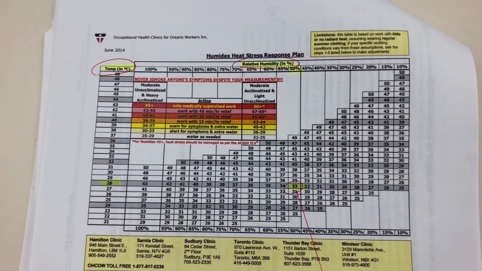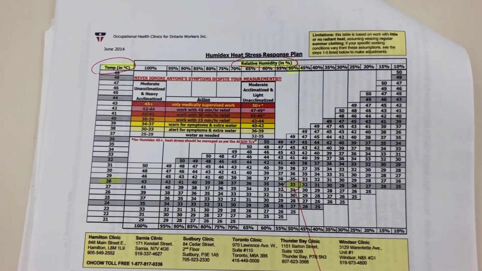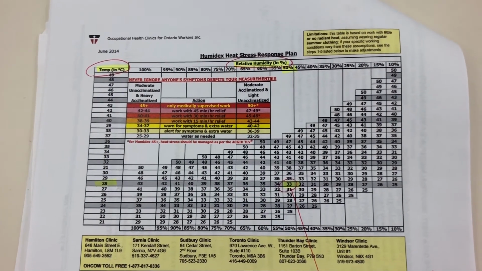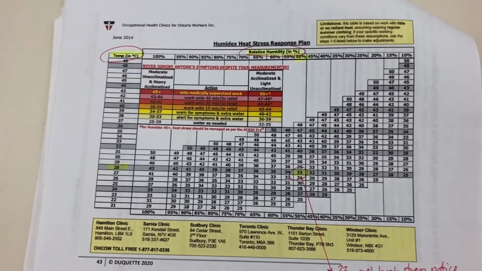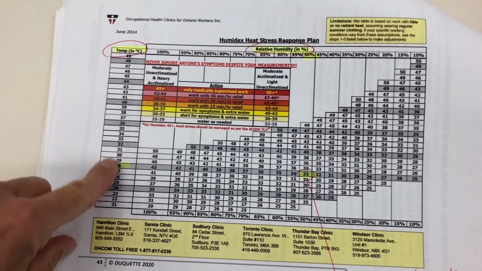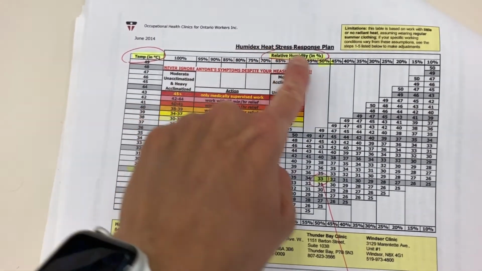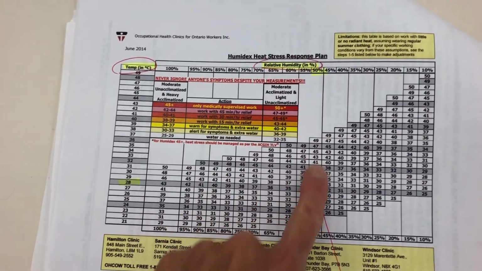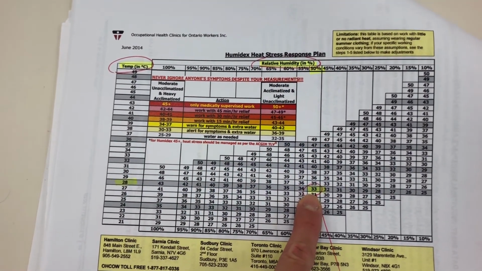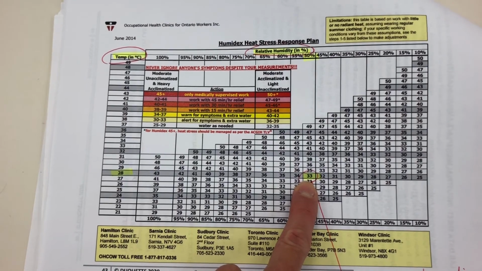Lastly, I just briefly want to describe the OCal Humidex heat response plan. So it's very simple. You just locate the temperature. So for example, if we have a temperature of 28 degrees Celsius, and if we have a relative humidity of 50 degrees, that is going to give us a score of 33.